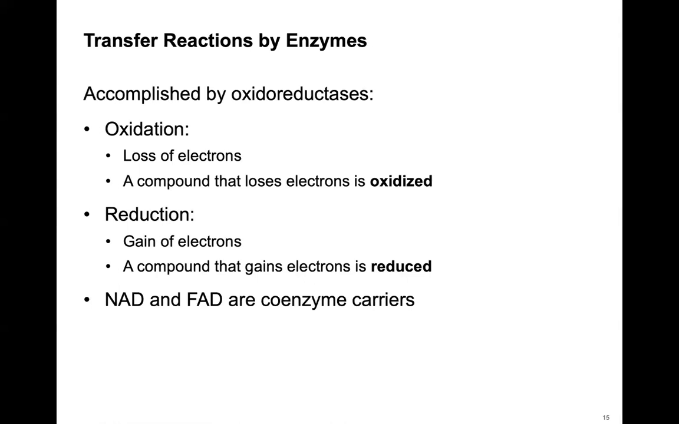NAD and FAD are coenzyme carriers. These are referred to as electron carrier proteins. Their job, as you'll see when we get to the actual pathways, is to pick up the electrons that end up getting released and transfer them to another source or another molecule. NAD and FAD will never be final electron acceptors. They are only electron carriers. We'll talk about that a little bit more when we get to the actual pathways.